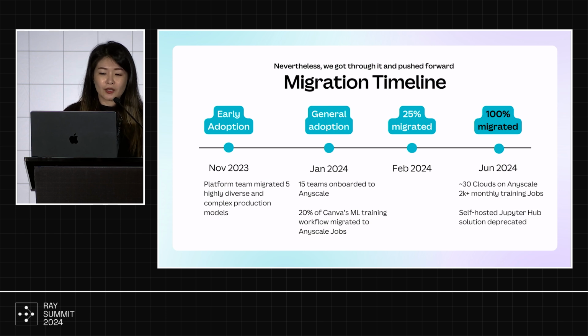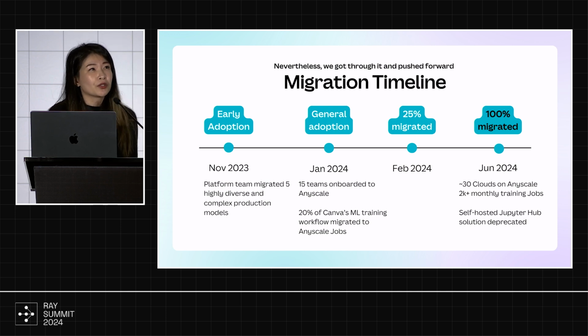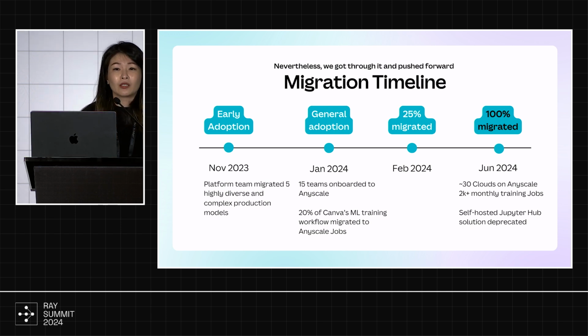We also now have close to 30 clouds on Anyscale, and we run around 2,000 training jobs every month. And we deprecated our self-hosted JupyterHub solution. Our users now use the Anyscale workspaces for out-of-the-box VS Code, IDE, and notebook support.